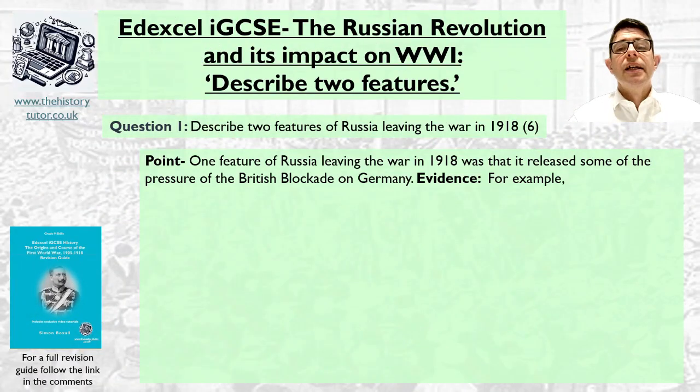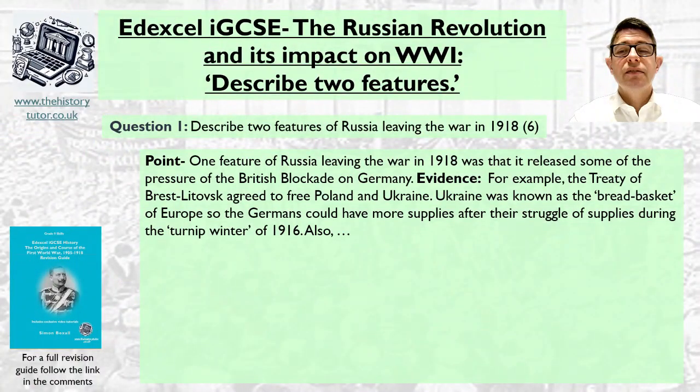Okay, so I've said that one feature of Russia leaving the war in 1918 was that it released some of the pressure of the British naval blockade on Germany. Kept it quite simple. You could say end to blockade or access to more resources if you like. Now, what would be a good example to back up the first piece of evidence? So pause now, see if you can back up this idea with a bit of knowledge. Got your own idea, and obviously try and back it up with some facts and knowledge. Over to you.